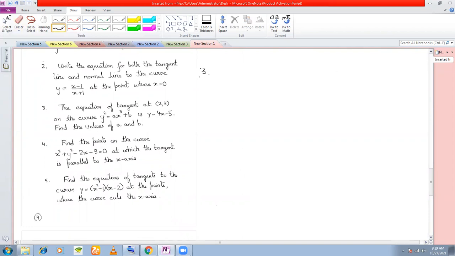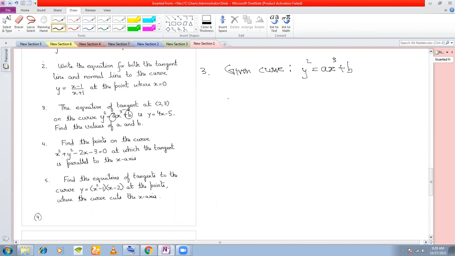The question here is: the equation of the tangent at 2, 3 on the curve y square is equal to ax cube plus b is y is equal to 4x minus 5. So here the equation of the tangent is already given to you, and the point of contact is also given to you. You only need to find out the values of these constants a and b. Let's write the given curve: y square is equal to ax cube plus b. Now the point is given to you here as 2, 3.